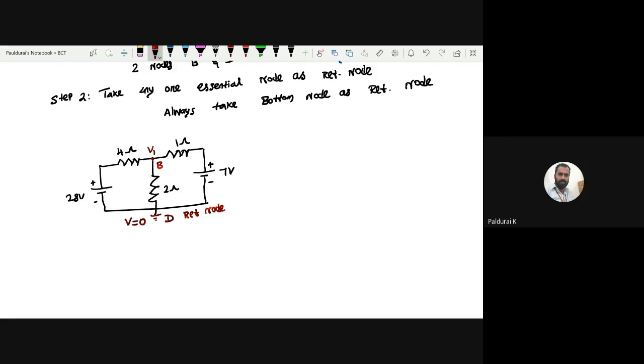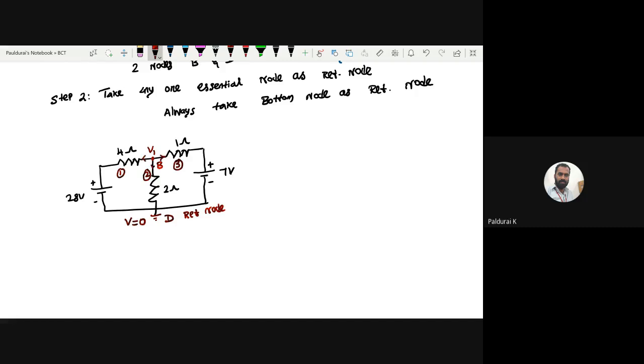Now listen carefully. At this node, how many branches totally? 3 branches, right? Take this branch as number 1, this branch as number 2, and this branch as number 3. And here we are going to apply KCL. In mesh analysis, it was KVL, but here it is KCL. How will you assume? Either you may assume entering current or leaving current. This time I want to assume all are leaving current.